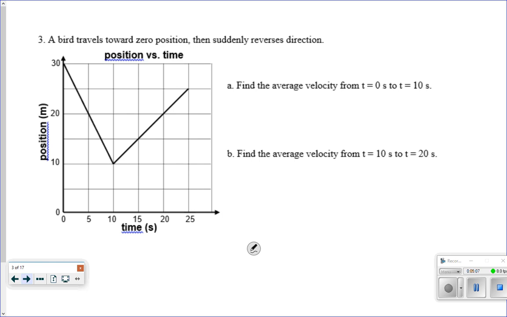Okay, still on position time graphs. When we're dealing with constant velocity, there's not a ton of variation here. There's only so much you can do. All right, so find your average velocity from 0 to 10 seconds.